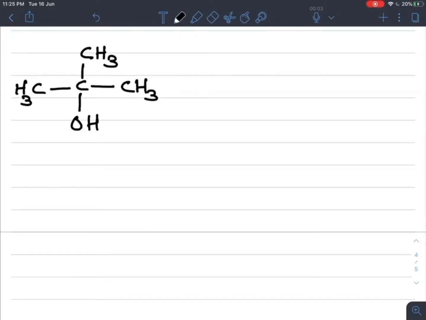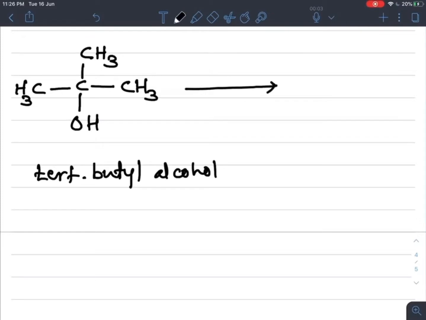So this is tertiary butyl alcohol. Now in tertiary butyl alcohol, the concentration again decreases, that is about 20% H2SO4 is required for dehydration, and the temperature again decreases, that is 363 Kelvin temperature is required.